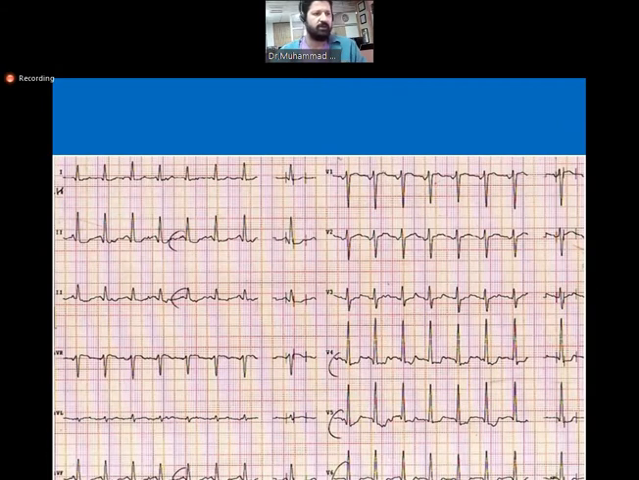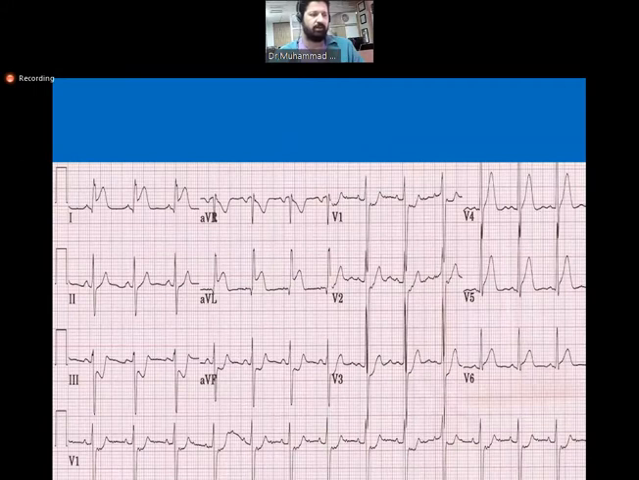This is the ECG. You can see that there are ST depressions in precordial leads, as well as in some lateral leads. So this is non-ST elevation ACS, and it could be unstable angina, or it could be non-ST elevation MI, depending on our blood test. If the blood test shows troponin raised, then it is non-ST elevation MI. If troponin doesn't rise, this is unstable angina.